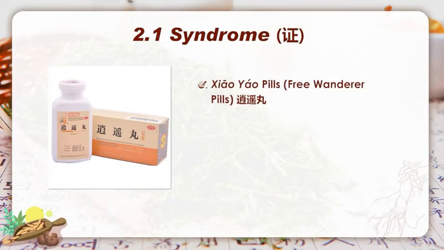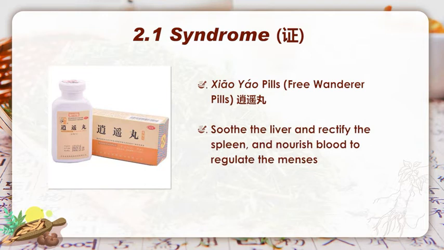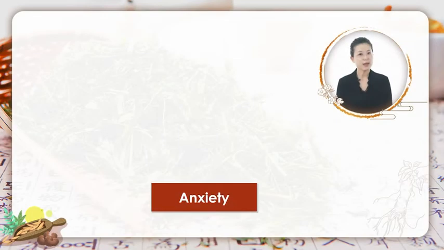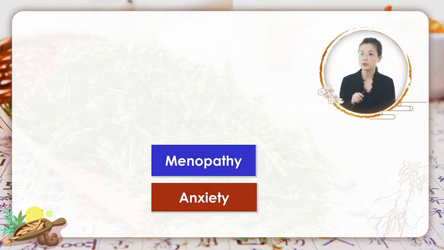Alright, now the question is, what is 逍遥 pill? There are several herbal medicinals in the formula, and it functions in soothing the liver and rectifying the spleen, and nourishing blood to regulate the menses. So, why did the doctor give him the prescription? What is the trick underlying? The strong man was suffering from anxiety, and the prescription is for menopause.